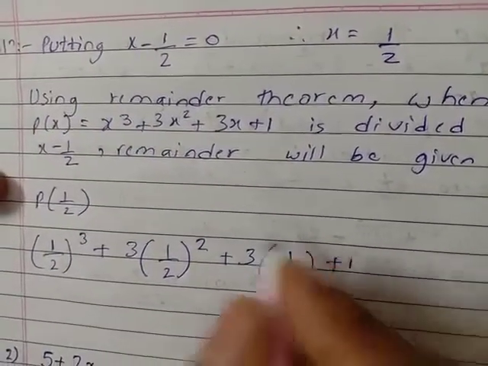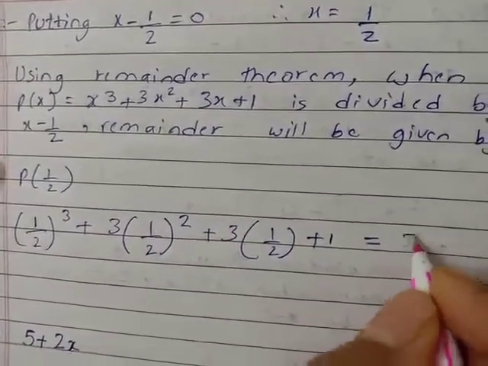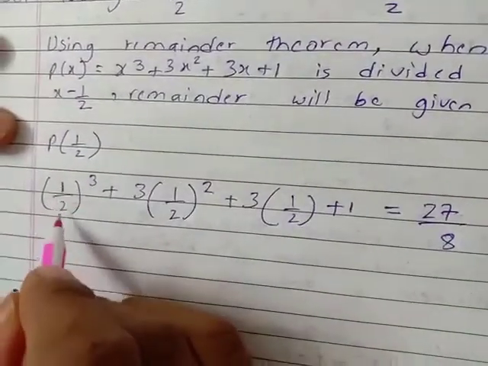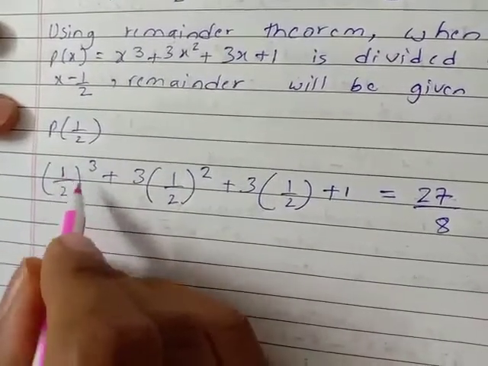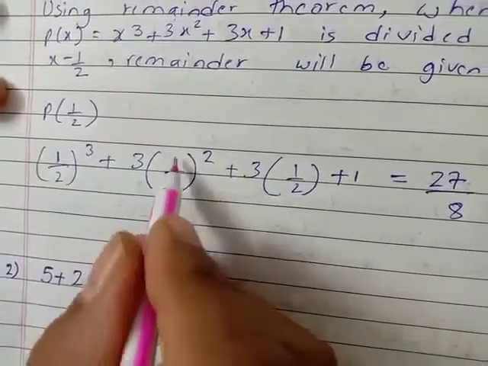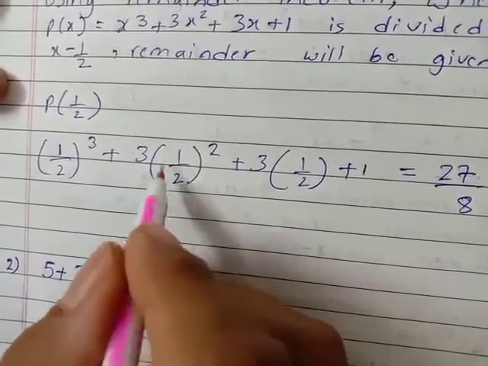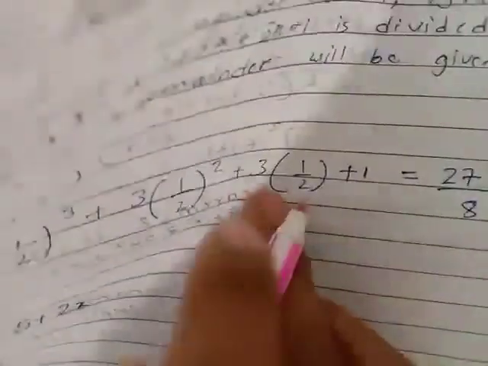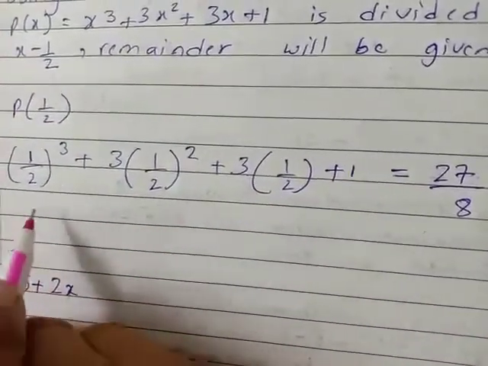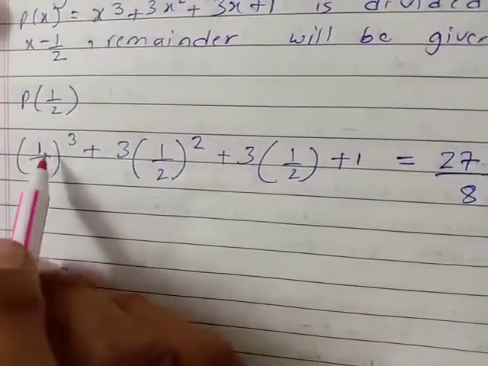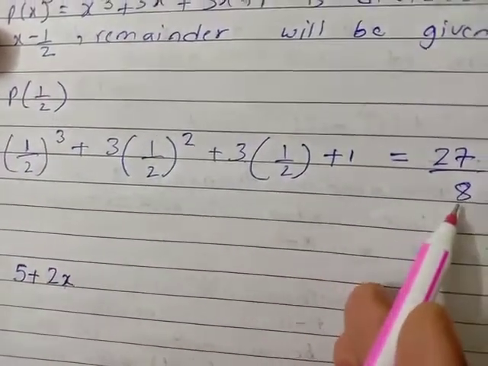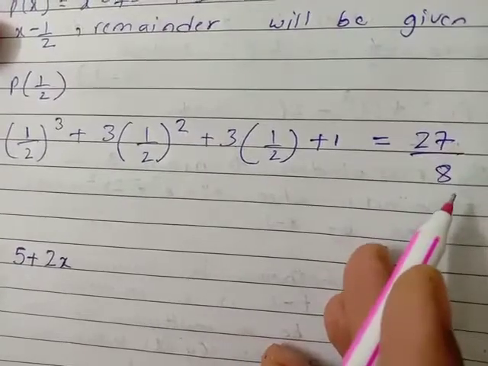Okay, now if you solve this, the value will be 27 by 8. 1 by 2 3 times, 1 by 2 into 1 by 2 into 1 by 2, so it will be 1 by 8. Okay, this will become 1 by 2 into 1 by 2 2 times, so 1 by 2 into 1 by 2 is 1 by 4. Okay, so this will be 3 by 4, then this will be 3 by 2 and plus 1. So if you take the LCM is 8. Okay, and respective numerators you have to multiply to get the LCM 8. So the answer is 27 by 8.